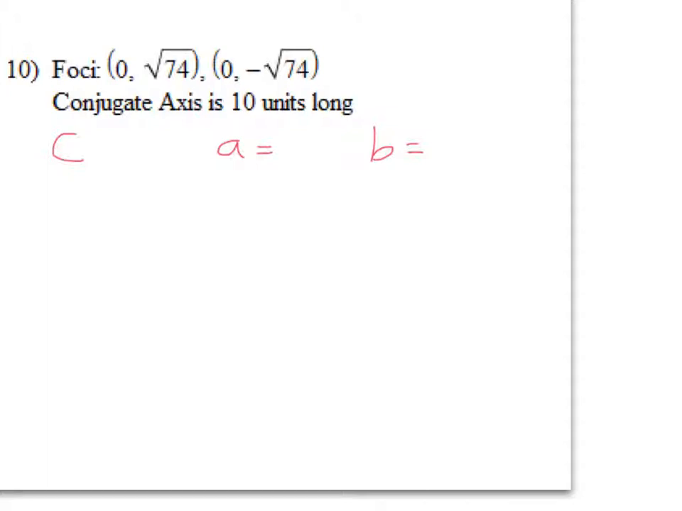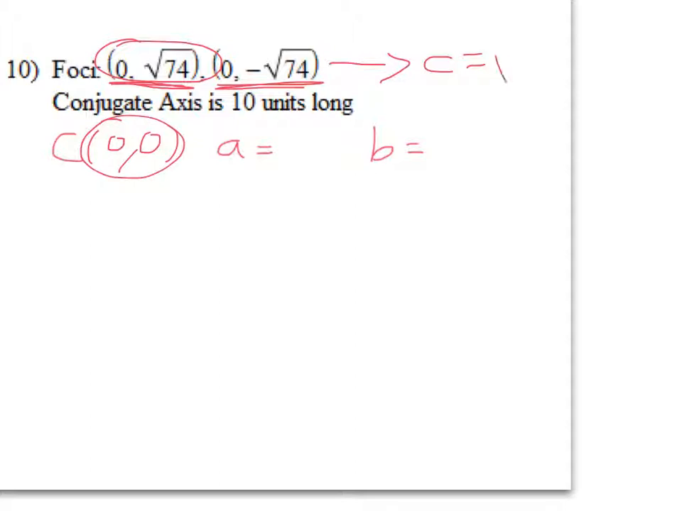Well, just looking at it, you have the two focus points right here. So if you take the midpoint between 0, root 74 and 0, negative root 74, it's going to be 0, 0. So the origin is the center, and then we just have to figure out A and B. Well, the difference with this is the two focus points. This gives us the C value. And the C value is basically the distance between a focus point and the center. So if I look at the distance between 0, root 74, and 0, 0, well, that distance is just the square root of 74.